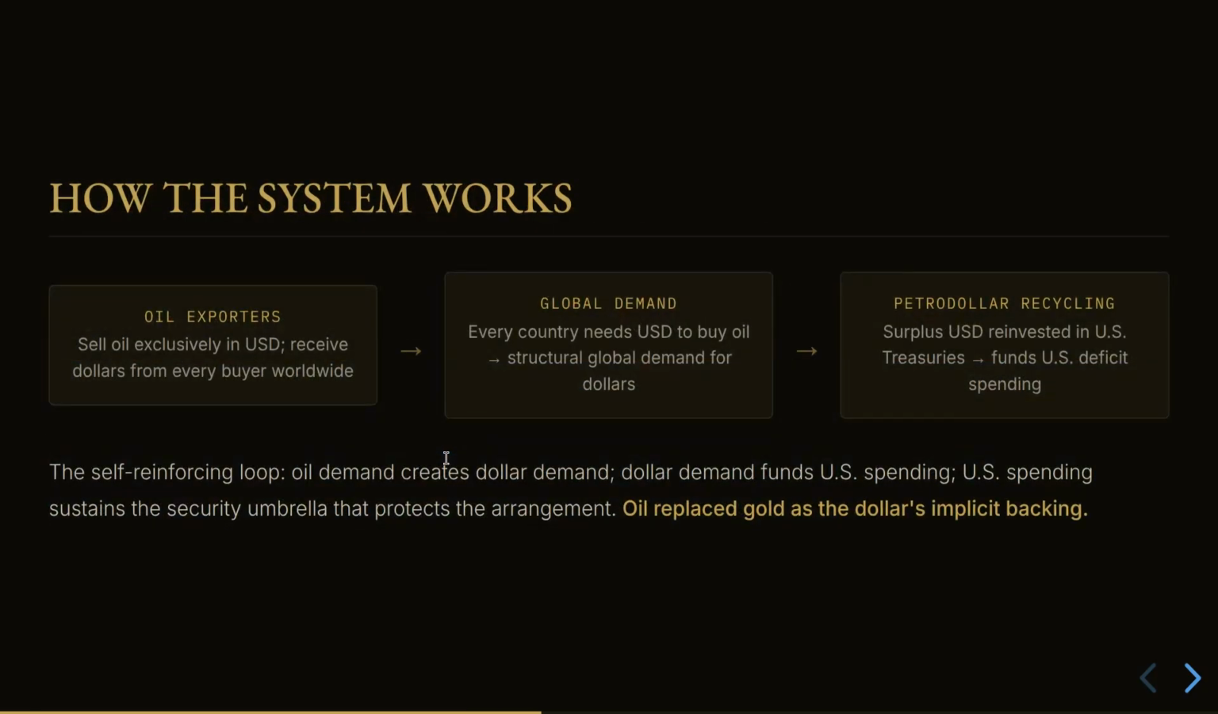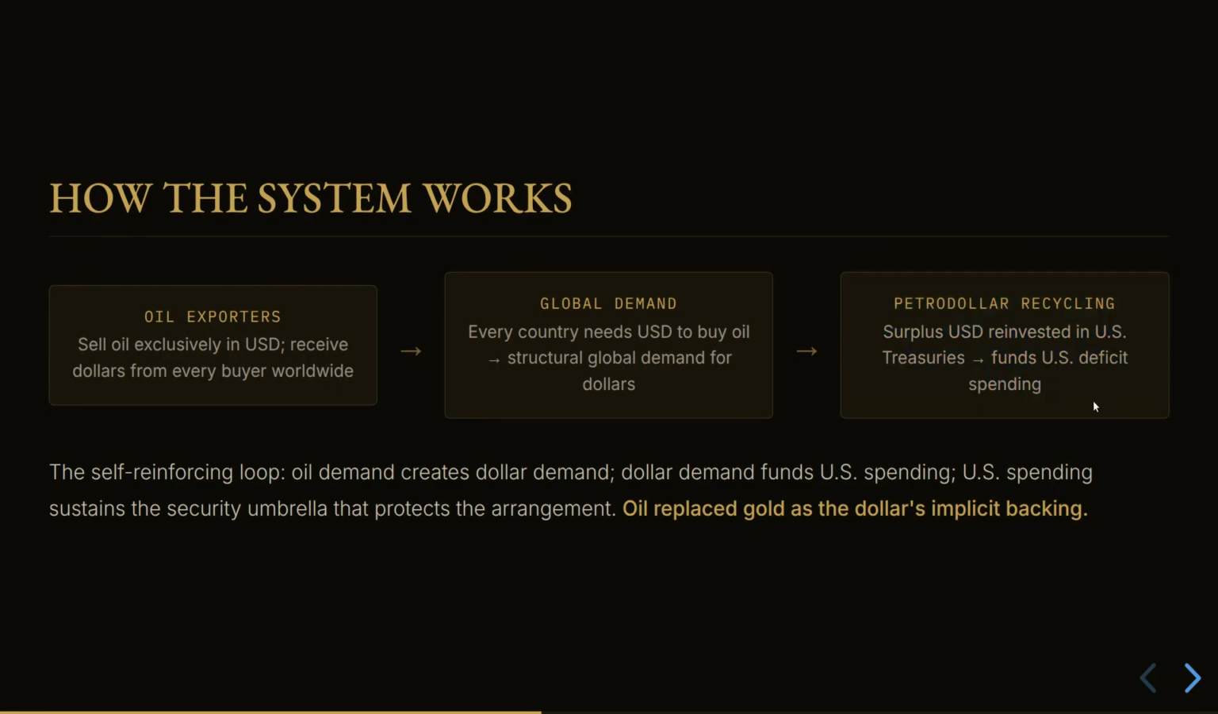So how does the system work? Oil exporters sell oil exclusively in US dollars, receiving dollars from every buyer worldwide. Every country needs US dollars to buy oil, creating structural global demand for dollars. And we saw in my toy model what that means. Directly or indirectly, however you want to consider it, at the end of the day, this makes the dollar stronger, and that makes foreign goods cheaper. That's it. But my model actually didn't address that there's petrodollar recycling.